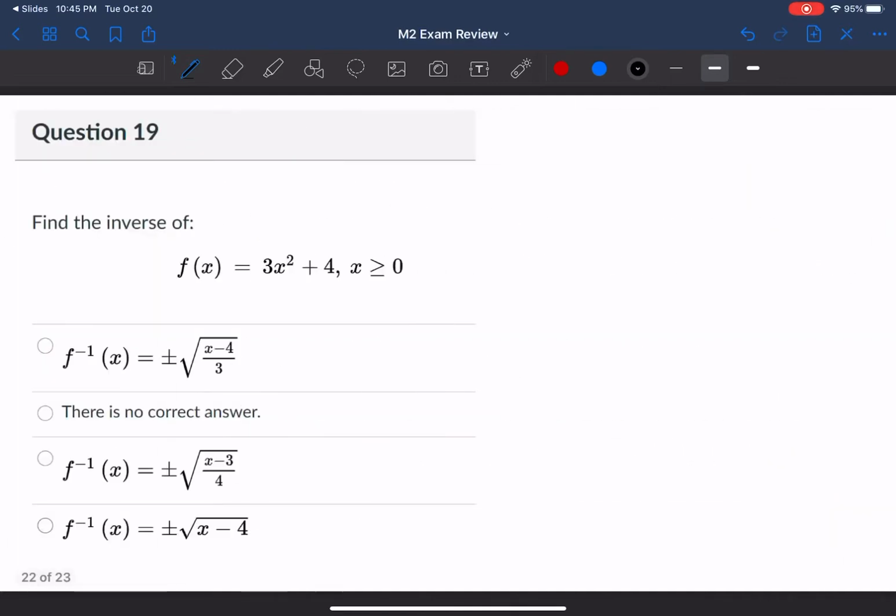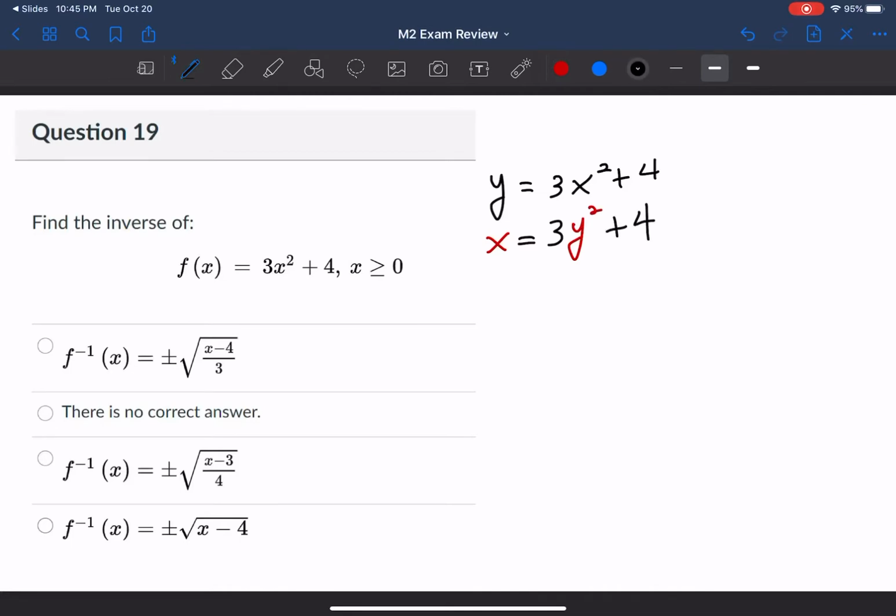Number 19, find the inverse of f of x equals 3x squared plus 4. Remember guys, we did this in 2.9, which is just yesterday. So first step, you are going to rewrite f of x as y. And then since you don't have 3 different terms, you don't have to complete the square. So we skip step 2. We are going to switch x and y. So x becomes y and then y becomes x. You switch them.